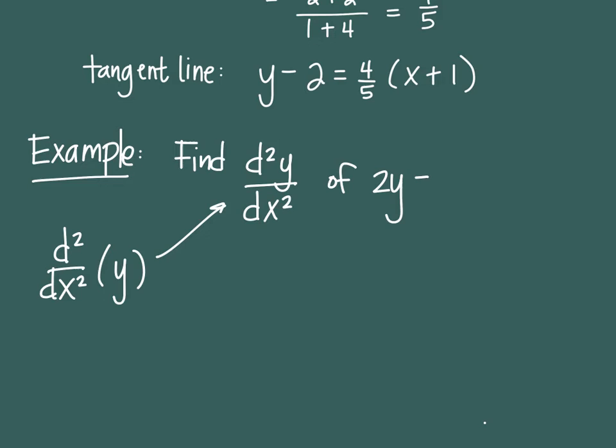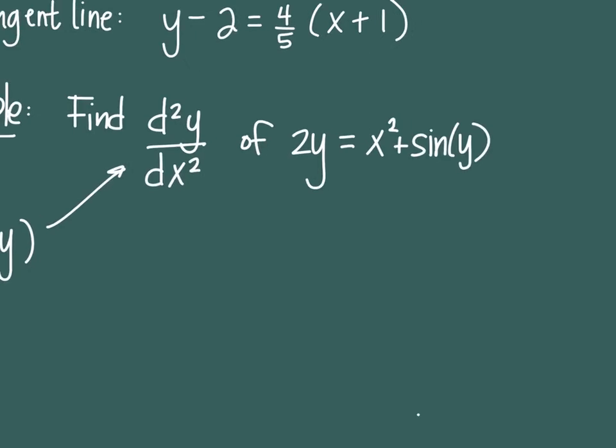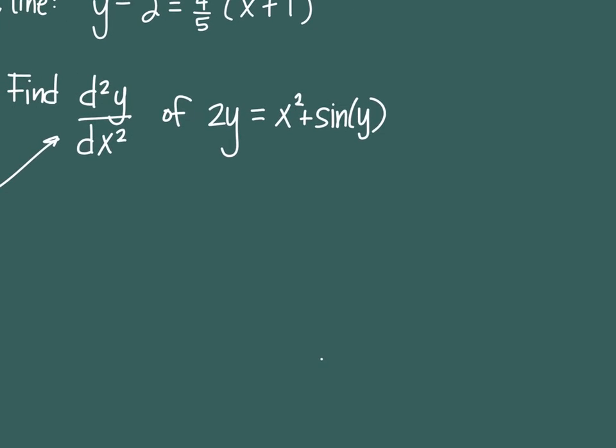All right, so find the second derivative of the following function. 2y equals x squared plus sine y. All right, so we're going to find the second derivative of that. Now we've got y in multiple places, so clearly this thing is going to fail the vertical line test, so we need to be able to find the derivative implicitly.